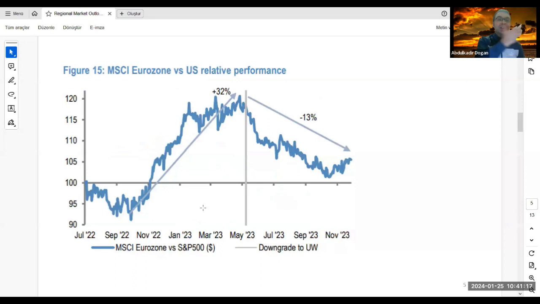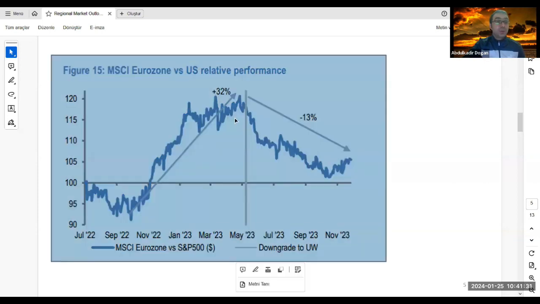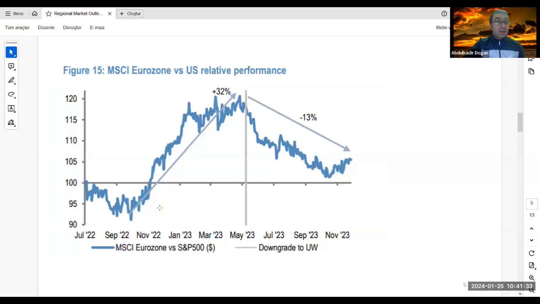For instance, Eurozone is a region, US is a region, North Africa is a region, North America is a region, Central and Eastern Europe is a region. So I'm looking here at one of the regions, Eurozone, and I'm comparing it with the United States relative performance. As you see, between September and May, approximately 1.5 years, Eurozone outperformed the United States.